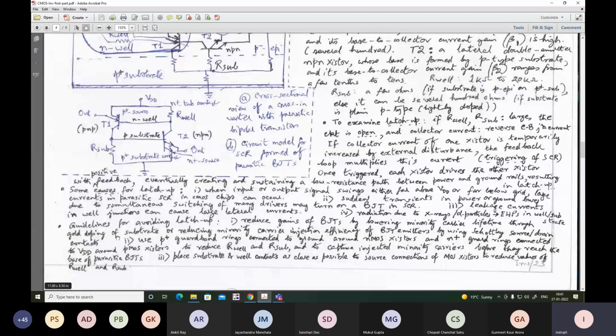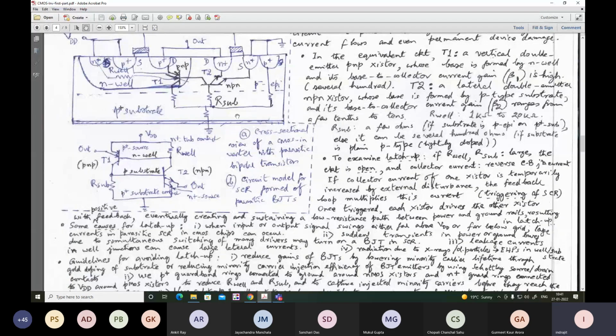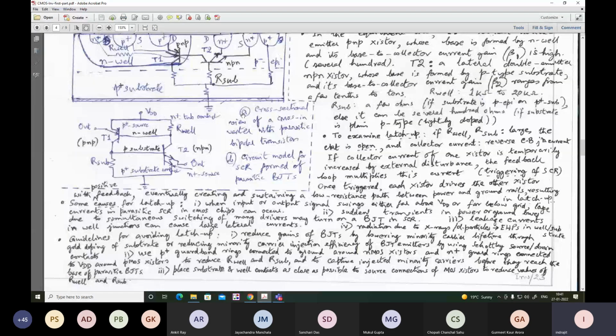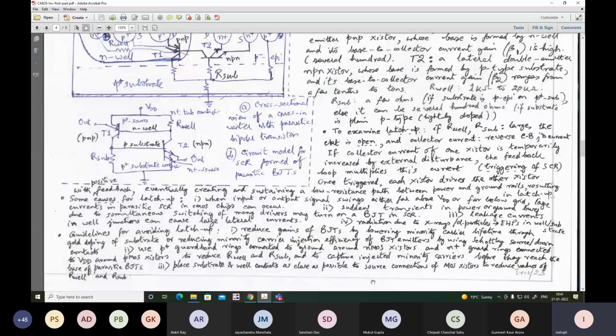Then use P plus guard rings connected to ground around the NMOS transistor, or N plus guard rings connected to supply. In fact, the wells also will be like that, to reduce the resistance of the well. Guard rings mean the resistance offered by the well as well as by the substrate will be quite limited, and they capture the injected minority carriers before they reach the base of the parasitic BJTs. Also place substrate and well contacts as close as possible to the source connections of MOS transistors to reduce the resistance value. So these are several mechanisms.